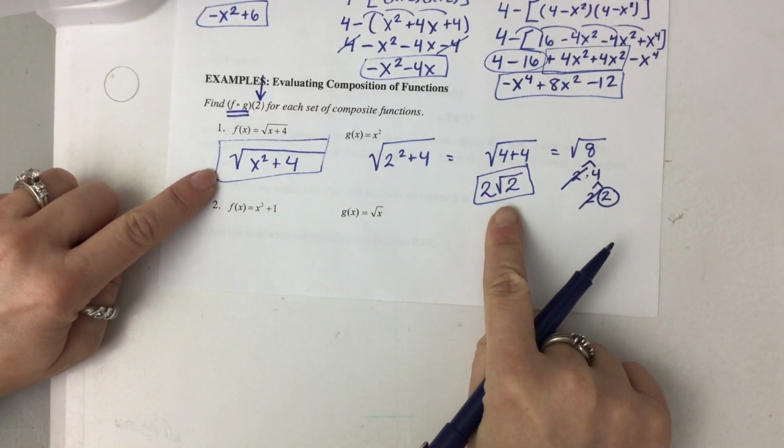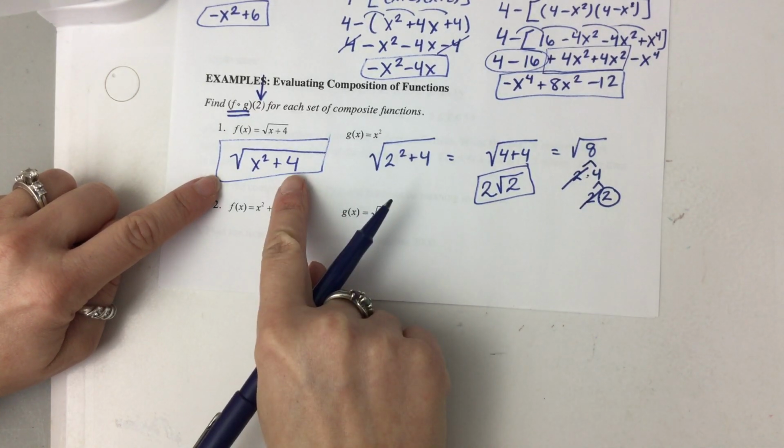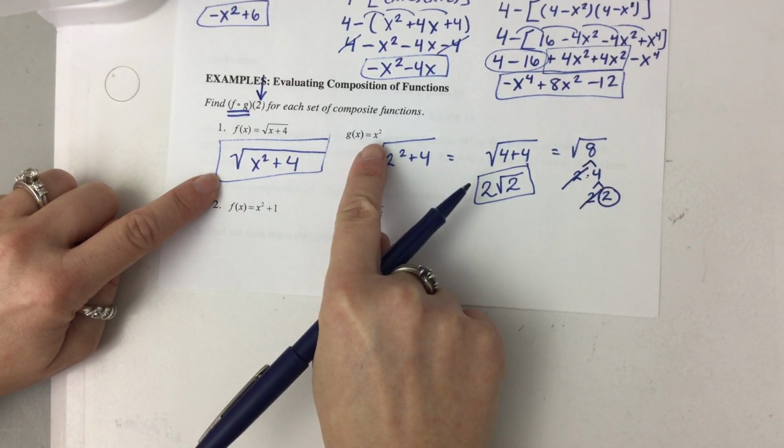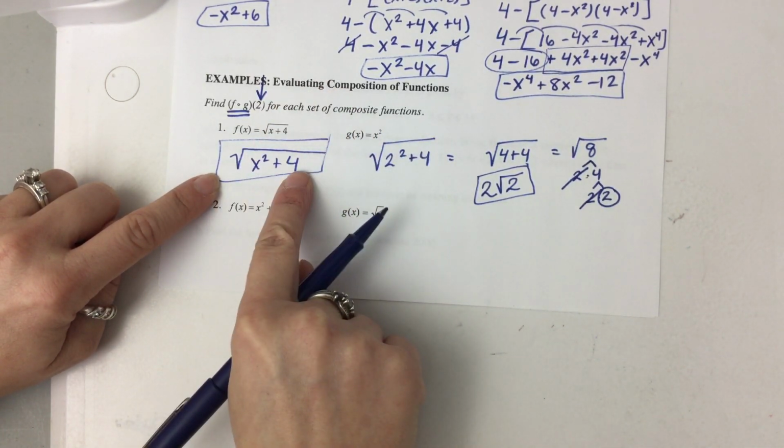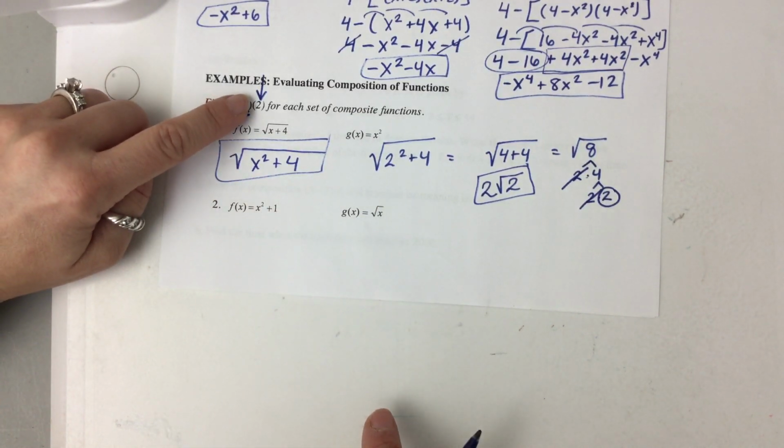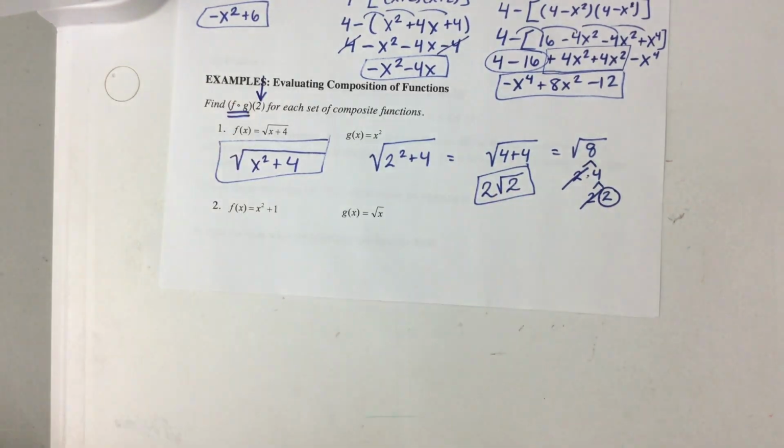So you would have two solutions. Your first one is the new function. What does it look like if you put g of x into f of x? Your second solution is what numerical value do you get if you replace x with a 2?